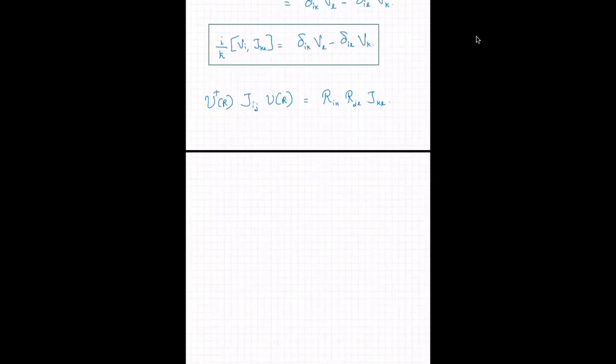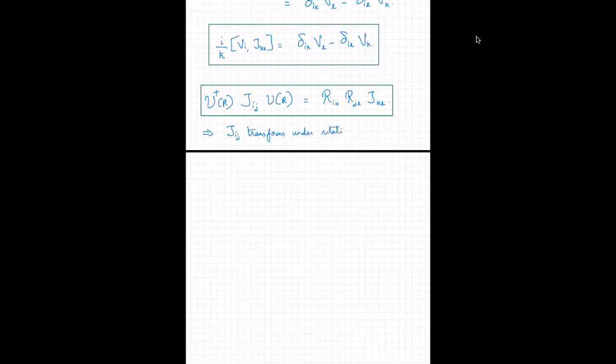an object with two vector indices, and there is a name for such objects. They are called tensors. So J_IJ, let me put a box around this equation before I forget. This is also a very important equation. So J_IJ transforms under rotations like a rank 2 tensor.